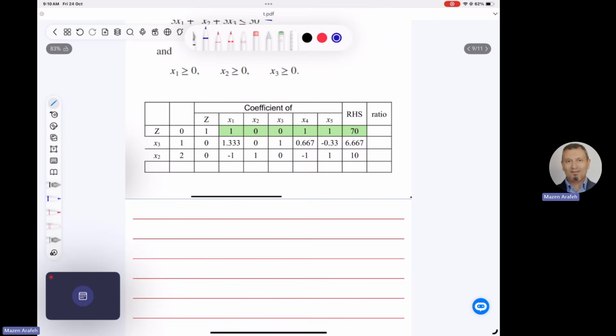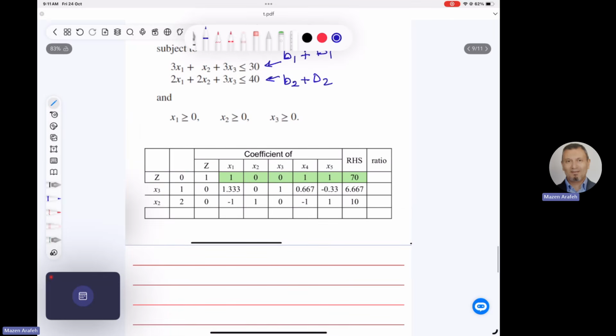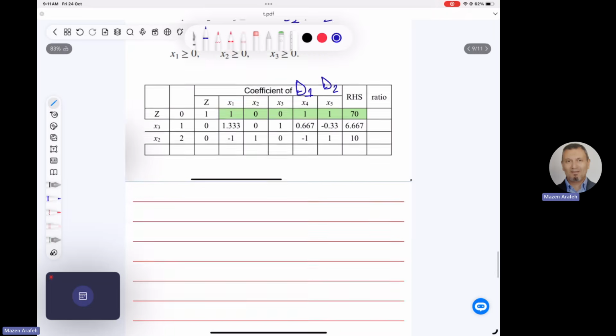For the final tableau, we place the coefficients on the slack variables. So x4 is a slack variable for the first constraint, so we place a d1 here. And for x5, which is the slack variable of the second constraint, we place another d2 here.